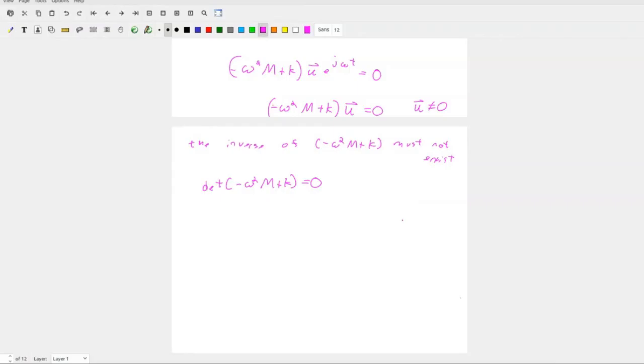We can solve the determinant, right? We just have to build out this matrix. We know how to do that. So determinant of minus omega squared m1 plus k1 plus k2, minus k2, minus k2, minus omega squared m2 plus k2 is equal to 0.